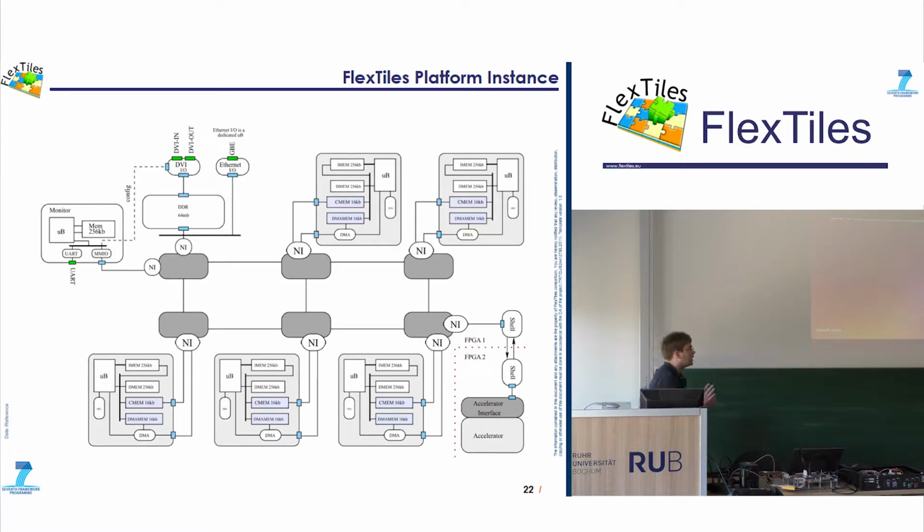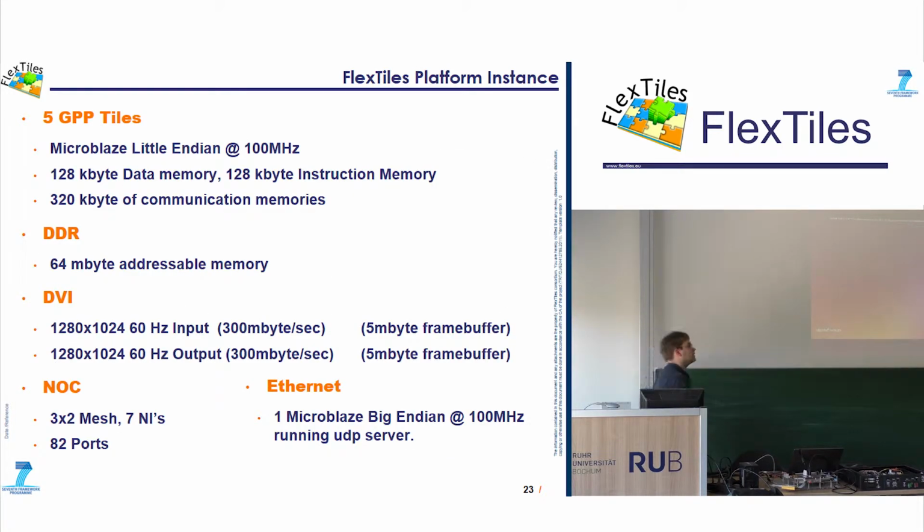As shown before, the hardware platform we chose was a 5 processing tile platform with a DDR connected, some DVI, Ethernet, and an interface to the second FPGA where we have an accelerator running. I won't show the use of the second FPGA later on, but I'll show you the quick generation of this platform. If we take a little more look at the specifications, we have 5 GPP tiles.